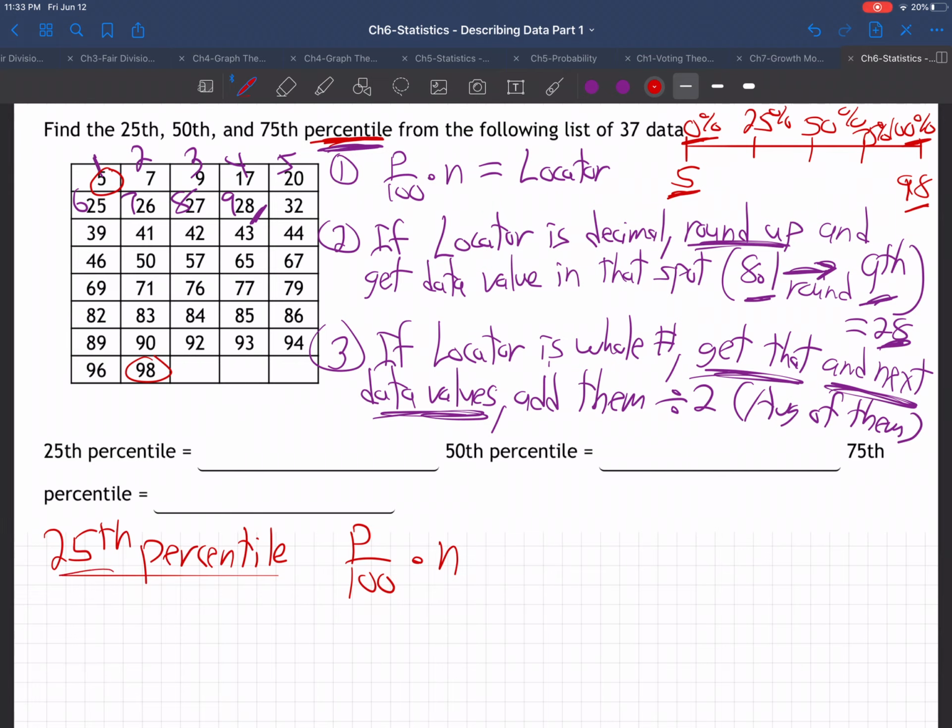And so we're trying to find right now the 25th percentile. So we're trying to find the number in this data set that is 25% along the way. Among all these numbers, which start with a low one of 5 and go up to 98, 37 total data values, which number is 1/4 of the way along? That's what we're trying to find. Might be something around 32, 39, somewhere around that neighborhood.